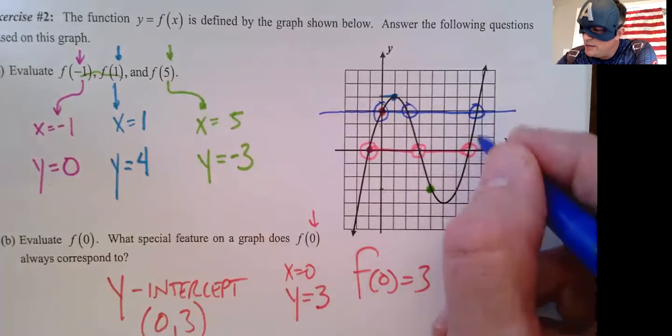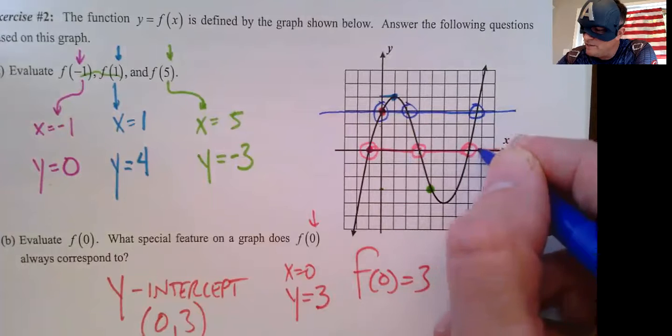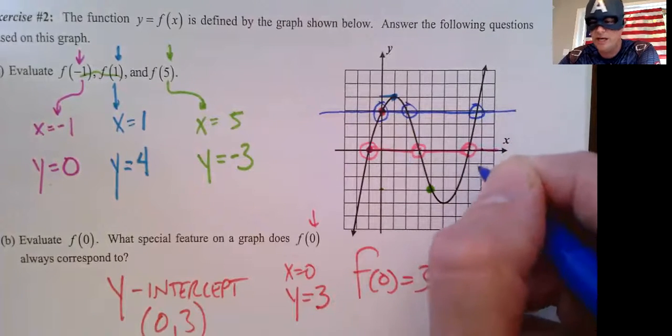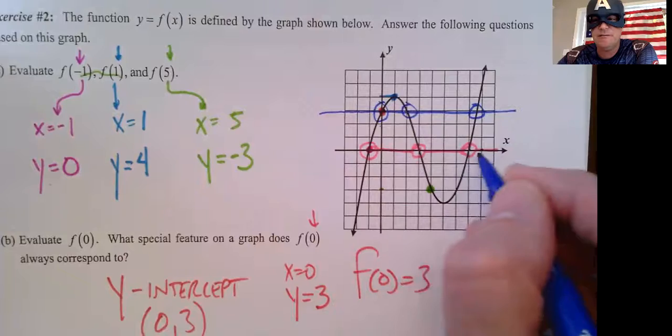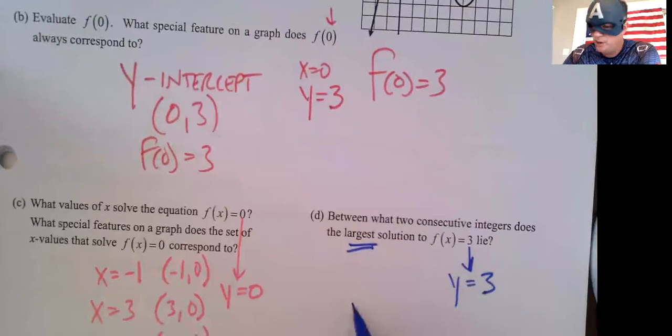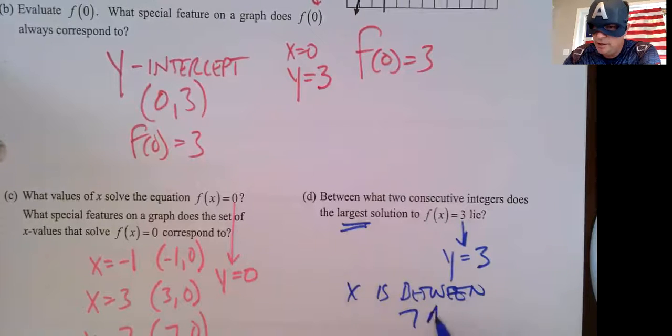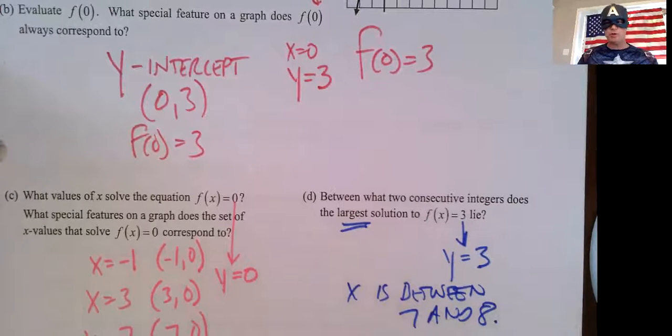So if I go down to the x-axis, this x is 7. This x is 8. So that is a point that falls between 7 and 8 for my input values. So x is between 7 and 8. And that's kind of the way that you use the graph to be able to evaluate the functions.